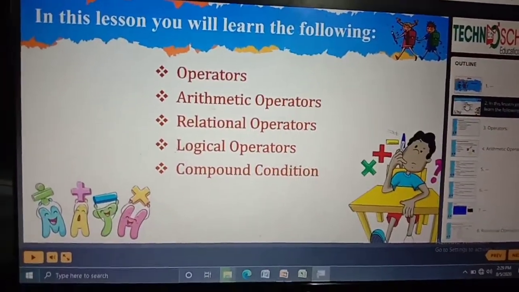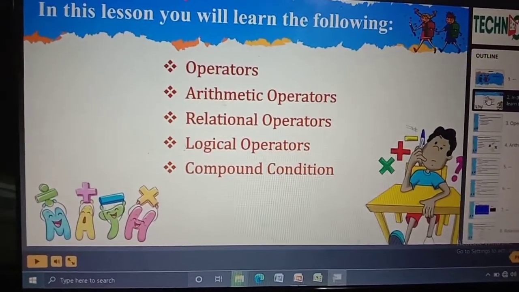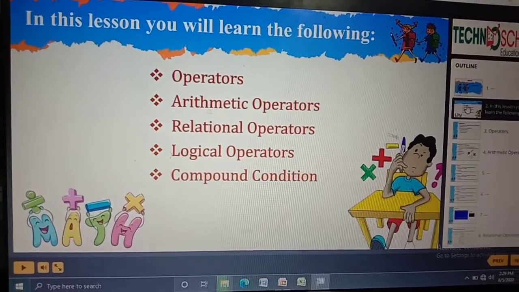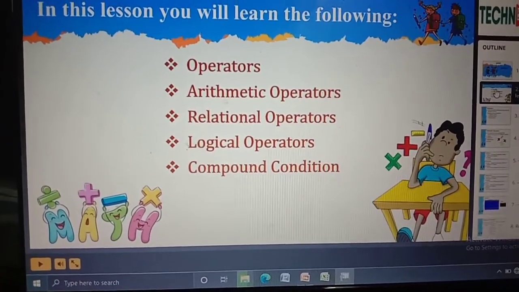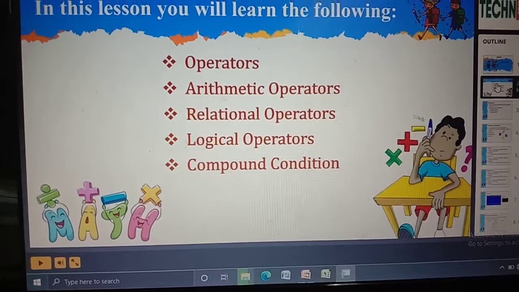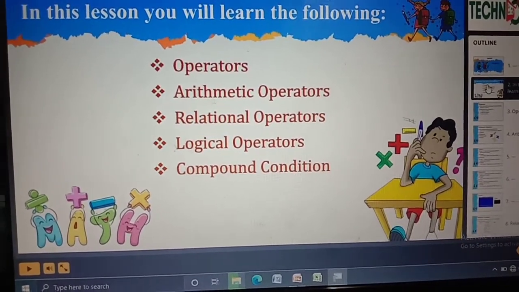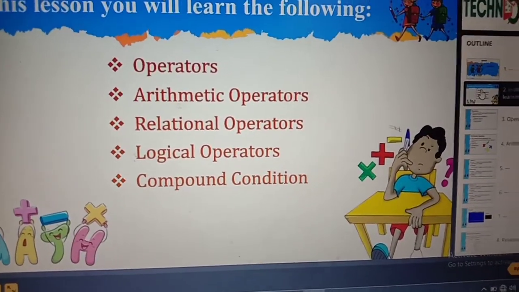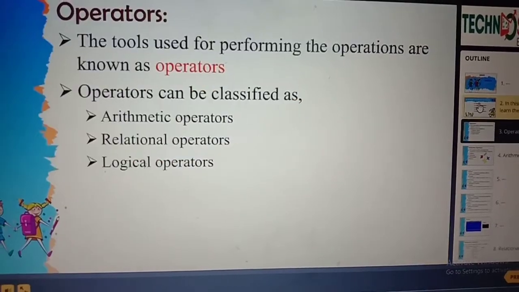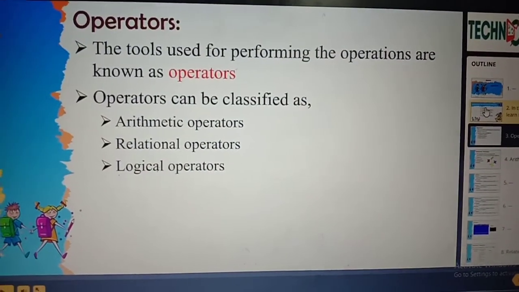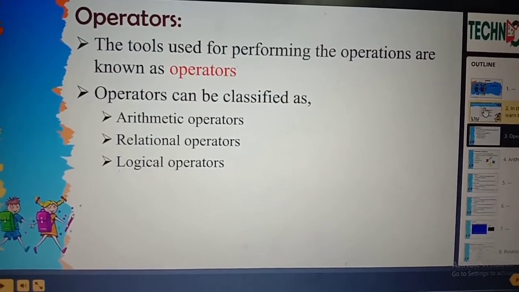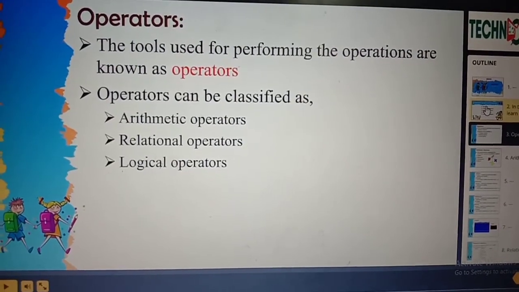So first we are going to see what is an operator and what are the different kinds of operators. We have arithmetic operator, relational operator, logical operator and compound condition. First we are going to learn what is an operator. The tools used for performing the operations are known as an operator.